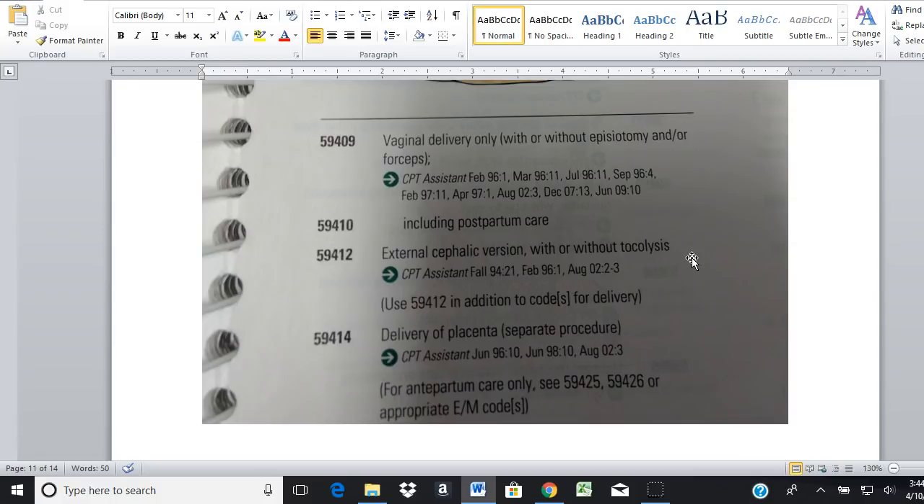We also have the delivery of the placenta, which again can happen. If there is a problem with mom, the placenta might not come out right away.